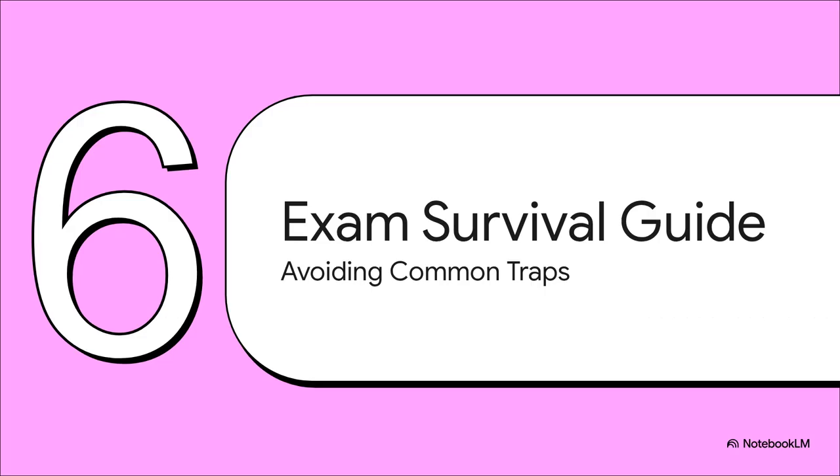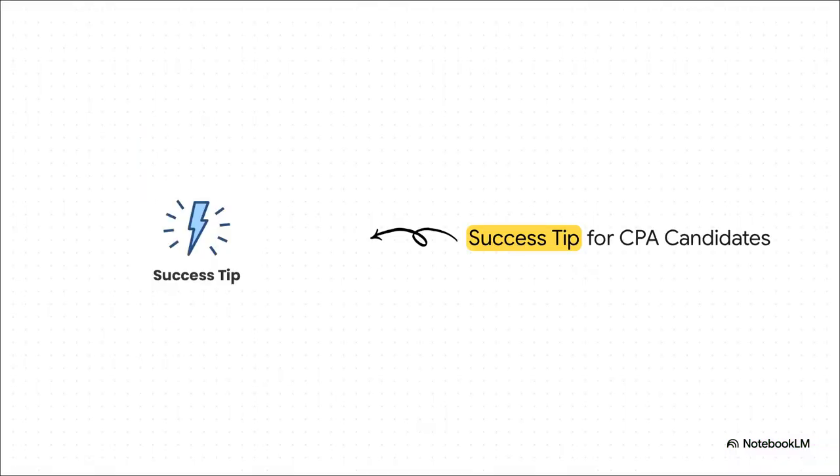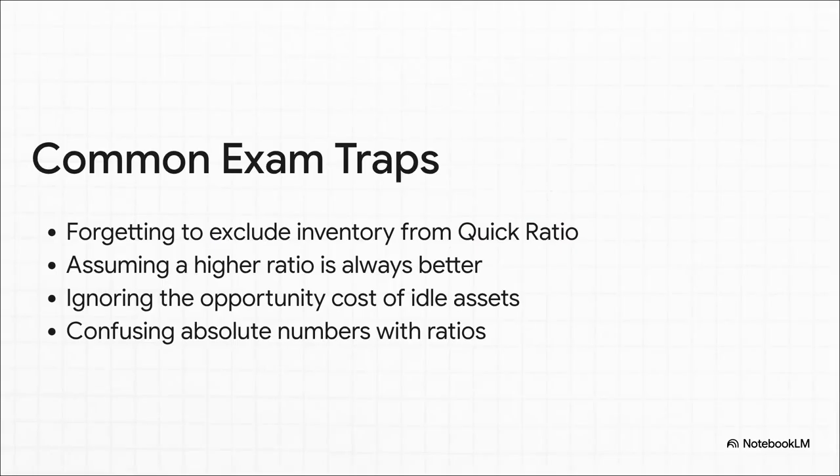Finally, Section 6, the CPA Exam Survival Guide, Avoiding Common Traps. Listen closely to this success tip, because just memorizing the formulas isn't going to cut it. The examiners absolutely love to trick you on these questions. Here are the most common exam traps to watch out for. First, forgetting to exclude inventory and prepaids from the quick ratio. They will always toss inventory numbers at you just to see if you take the bait. Don't do it. Second, assuming a higher current ratio is always better.